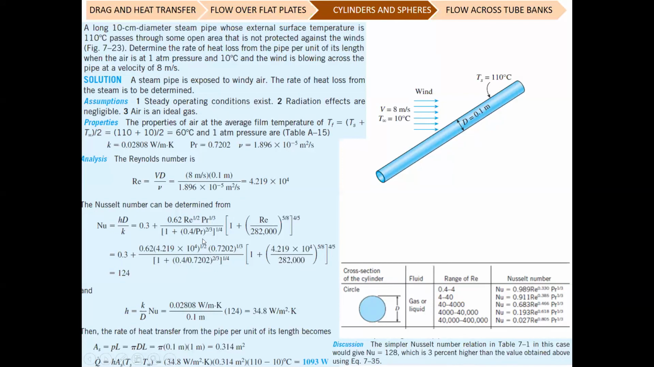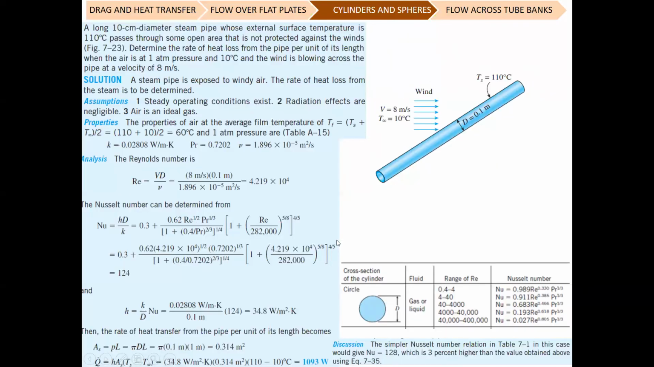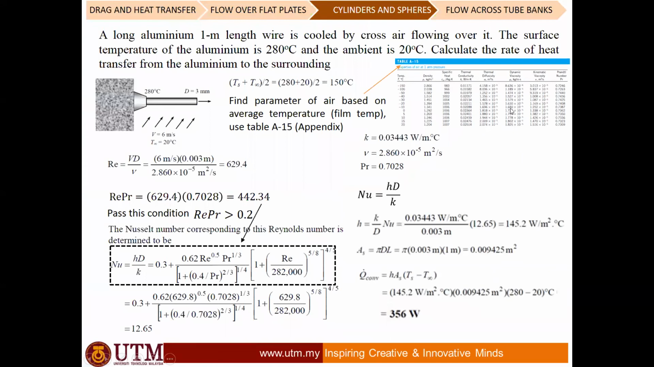But I suggest you use this one because it's more general. It fits the criteria easily, because you need to multiply Reynolds number with Prandtl number, and it must be larger than 0.2, and then you can use the function. So this is the second example.